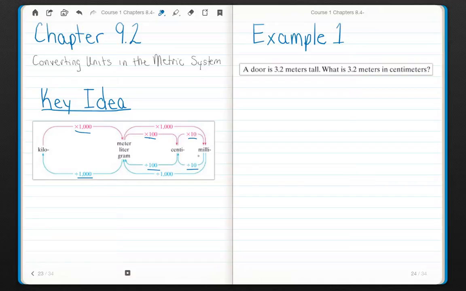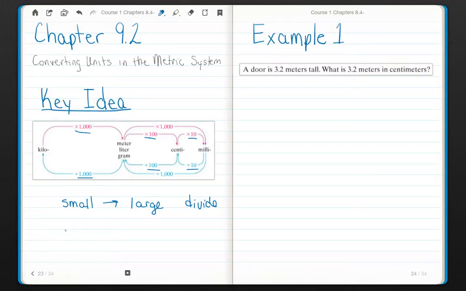So a millimeter, milliliter, milligram, it doesn't matter if it has a milli or a centi. If it's a small unit and I'm going to convert it into a larger unit, I'm going to divide. So if I'm converting milliliters to centiliters, I will divide by 10. Millimeters into meters, I will divide by 1,000. Grams into kilograms, divide by 1,000.